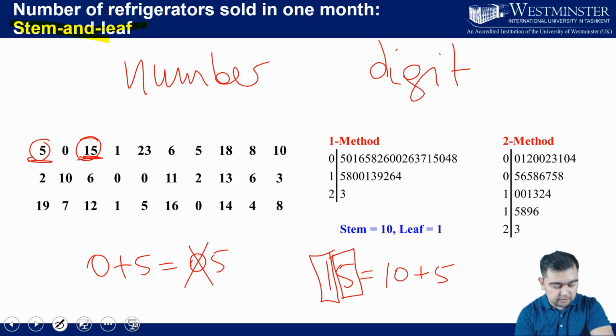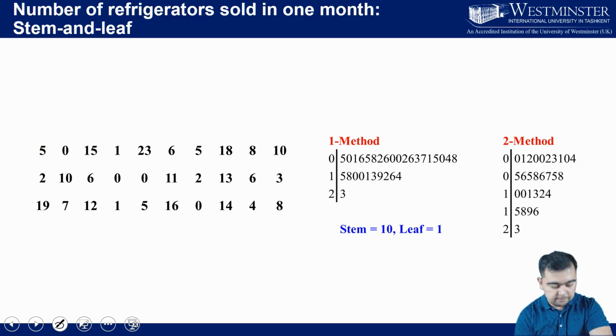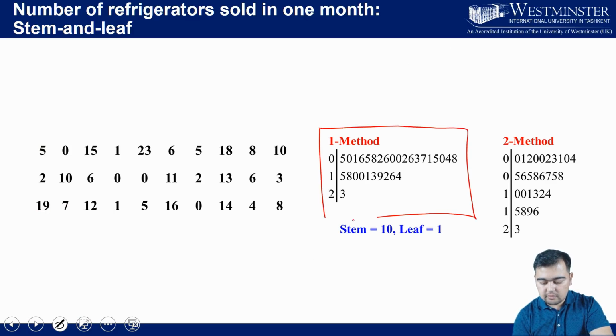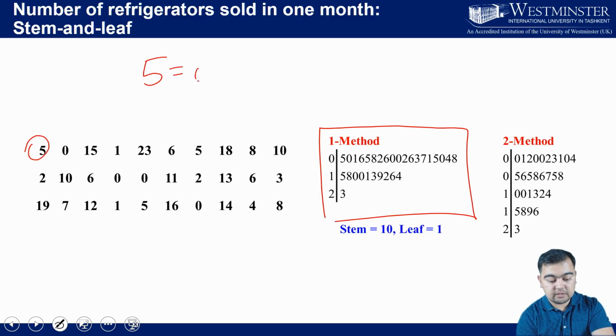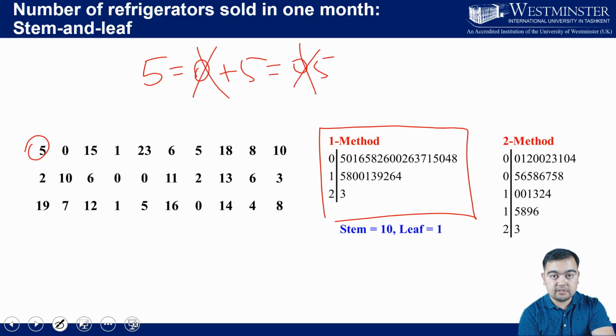Now let's move on. Okay, let me clean up the screen very quickly. Now, talking about the stem and leaf diagram itself. Let's look at the first method first, right? As I said, if you look at the number 5 here, the 5 can be written as 0 plus 5, or 0, 5 here. Since we don't write the zeros, we simply put the 5 itself, yes?